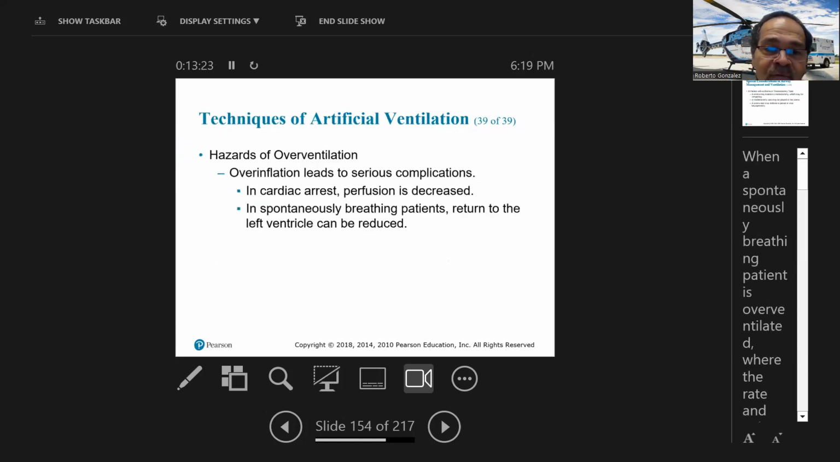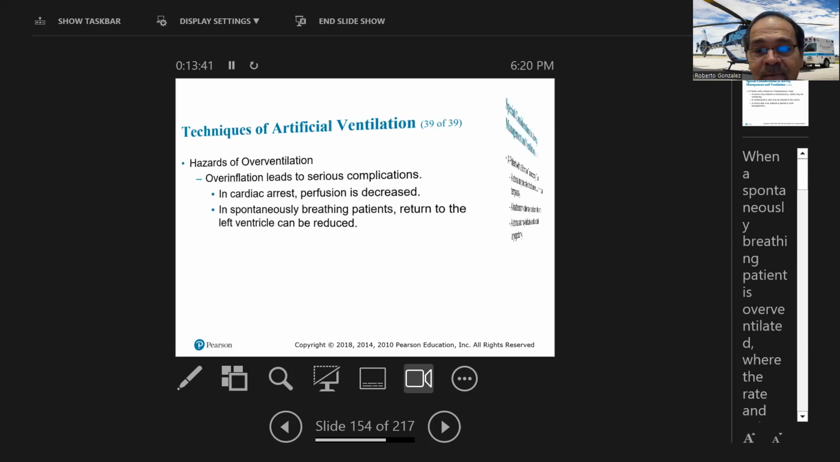Hazards of overinflation. This actually leads to serious complications, like in cardiac arrest. Perfusion is actually decreased. In spontaneous breathing patients, return to the left ventricle can be reduced only because you overinflated.